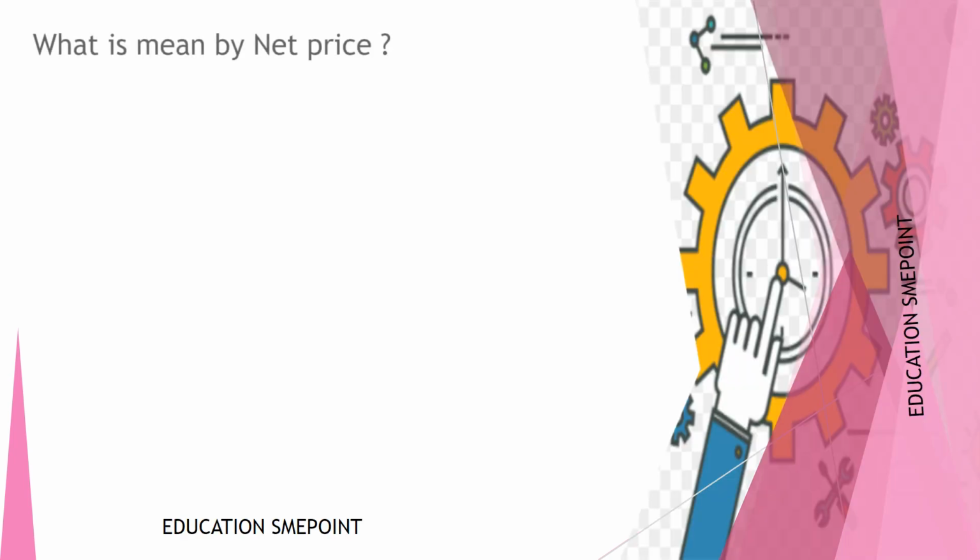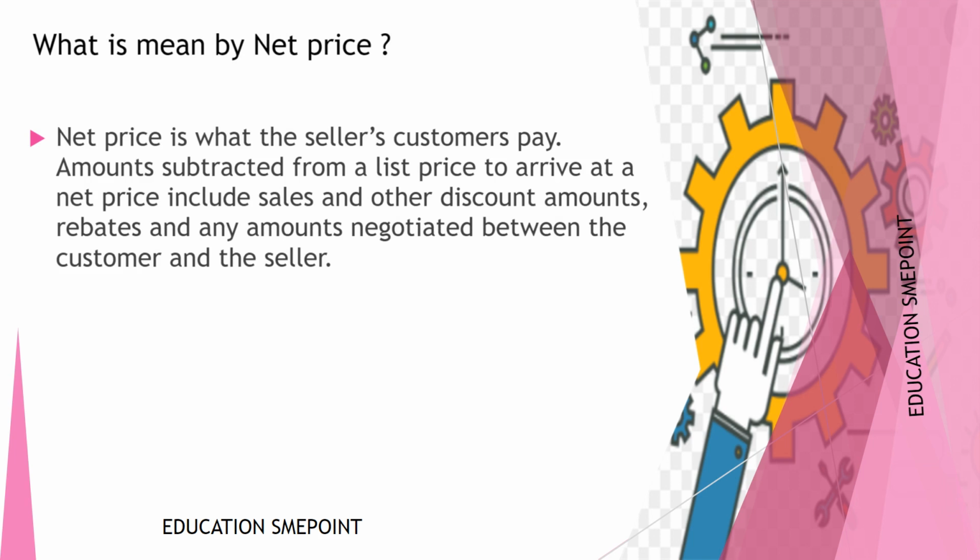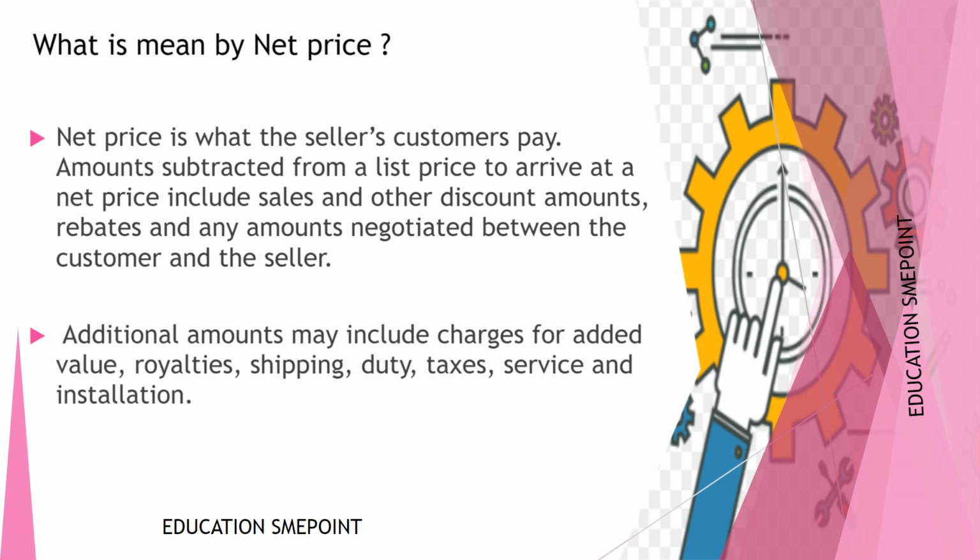What is meant by net price? Net price is what the seller's customers pay. Amounts subtracted from a list price to arrive at a net price include sales and other discount amounts, rebates and any amounts negotiated between the customer and the seller. Additional amounts may include charges for added value, royalties, shipping, duty, taxes, service and installation.